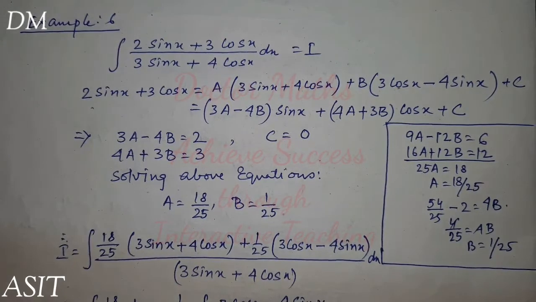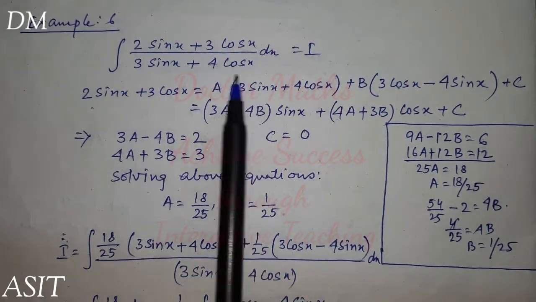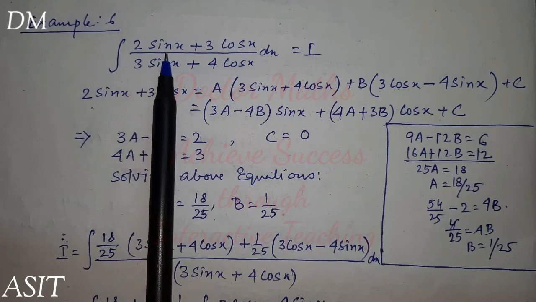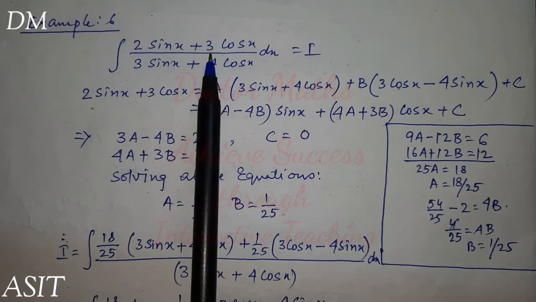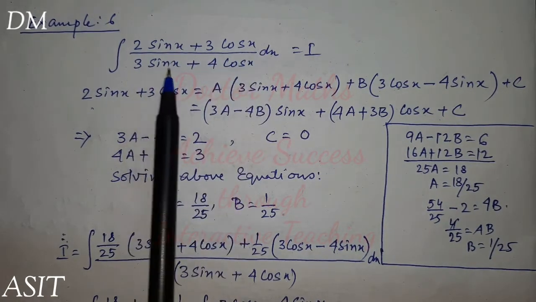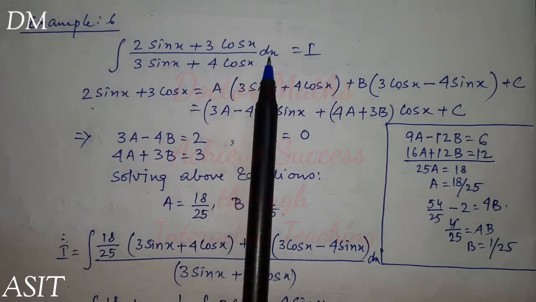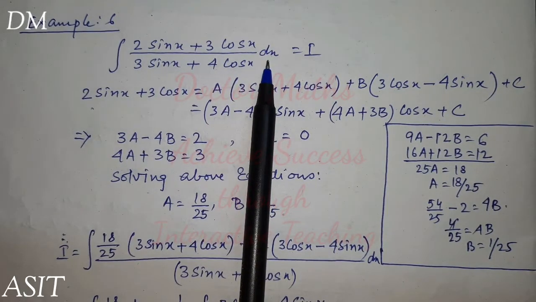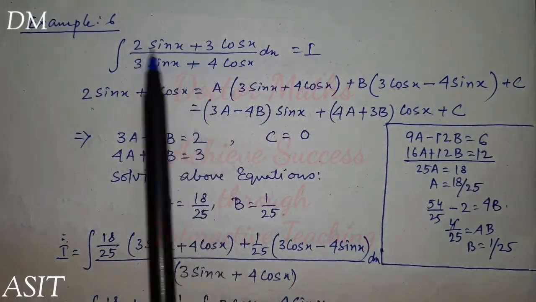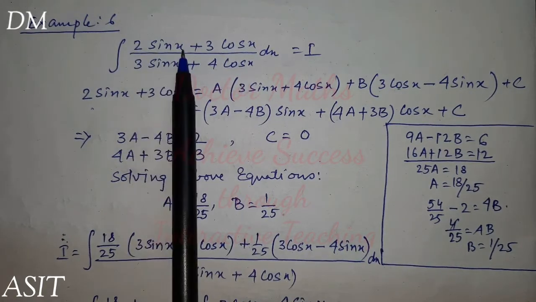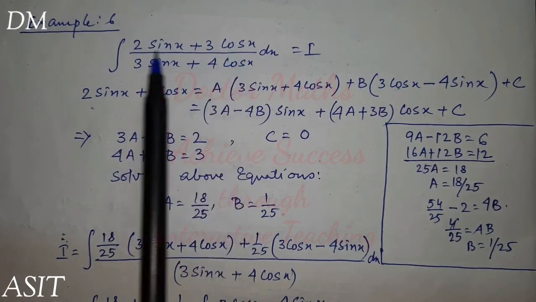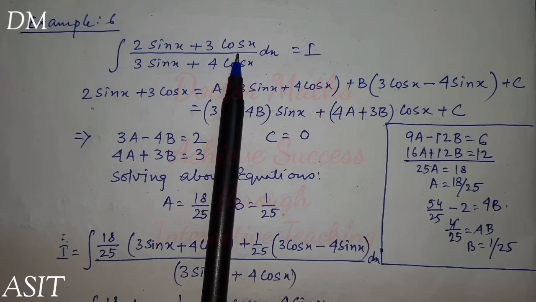Now let us see the sixth example. It is given that integral of 2 sin x plus 6 cos x by 3 sin x plus 4 cos x dx. So again in the numerator we can see it is a combination of sin x and cos x. So it is a second type of integral.